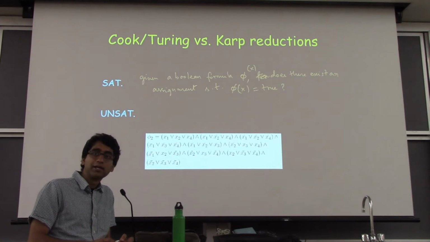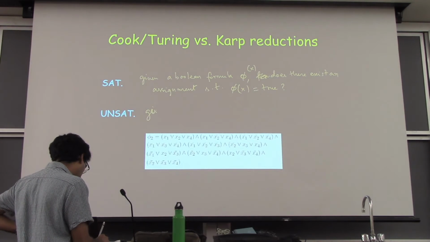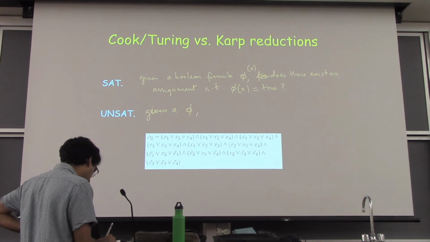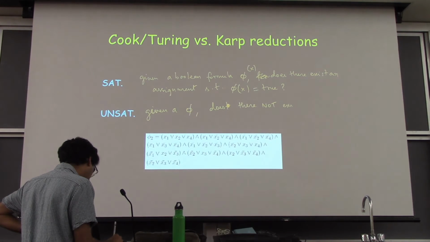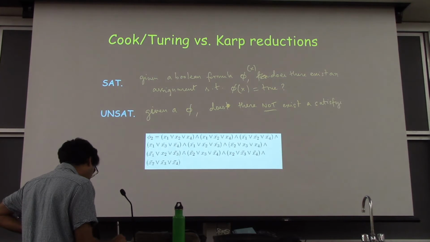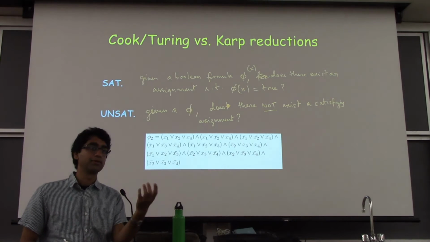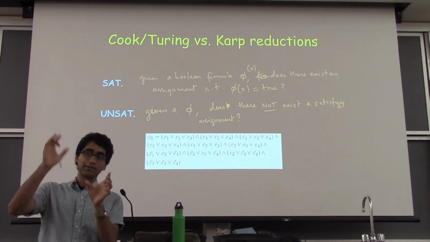Now UNSAT is just the complementary problem. Here also you are given a phi. Does there not exist any satisfying assignment? So note that these two problems are exactly complementary. If the answer to SAT is yes, then the answer to UNSAT is no, and the other way around.